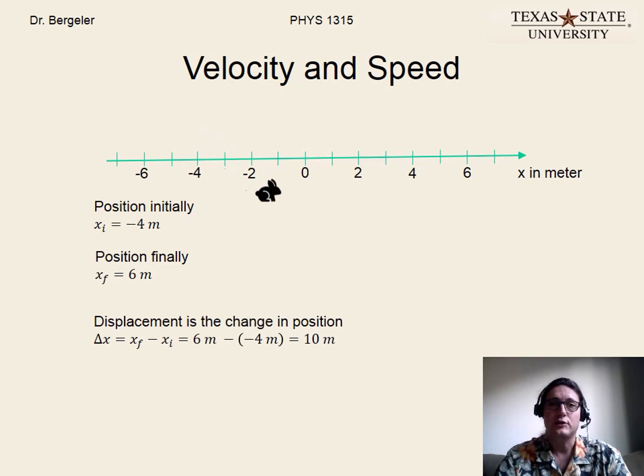But the bunny could have also run like this, and we would have the same values. We would have the same initial position, the same final position, and that means we would also have the same displacement, but that's not a problem. It's just something to know.